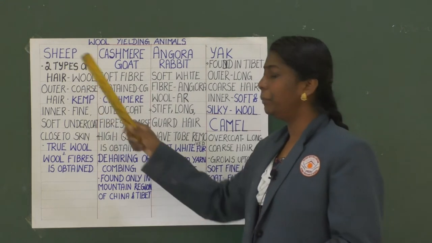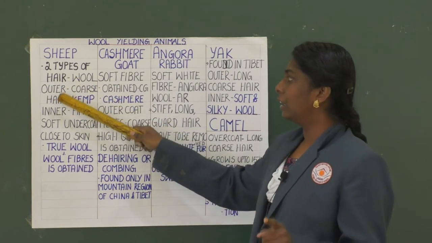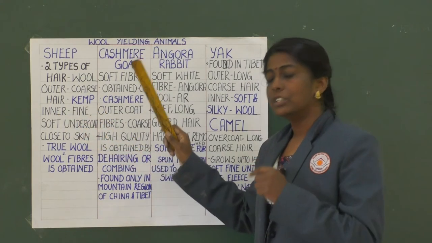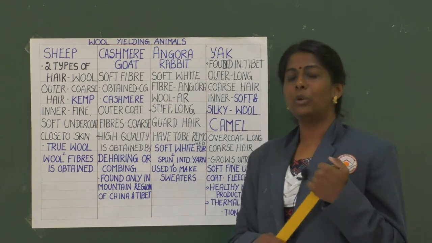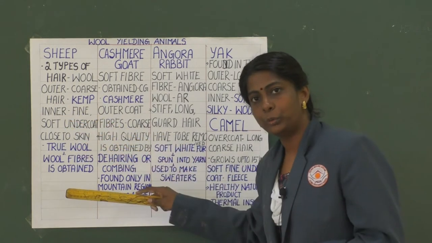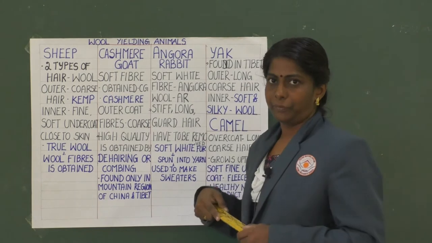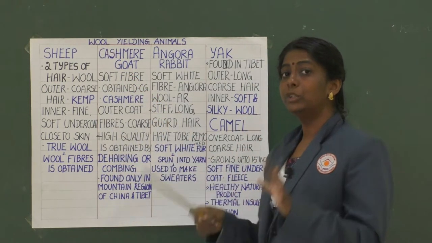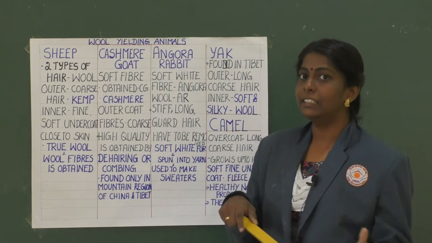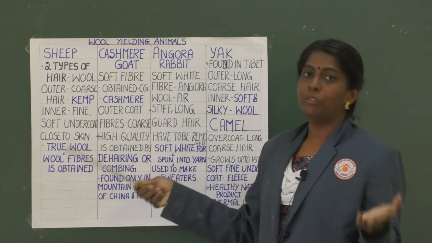We are going to see how each animal's fleece is taken out. Sheep have two different types of hair. The outer hair is coarse, and that is called kemp, and the inner one is a fine, soft undercoat which is close to the skin. That inner hair is the true wool, and wool fibers are obtained from the inner hair.